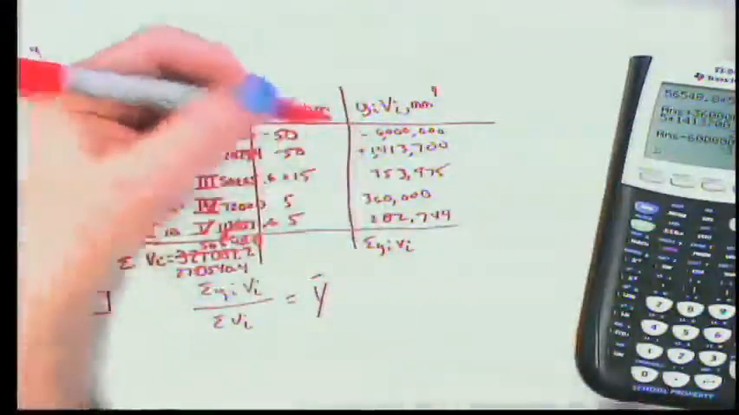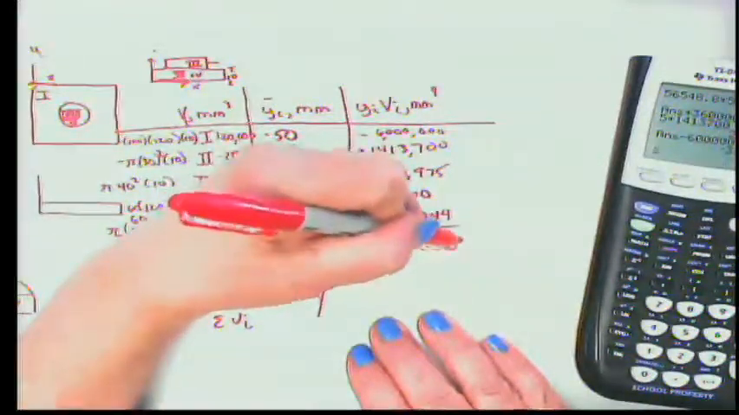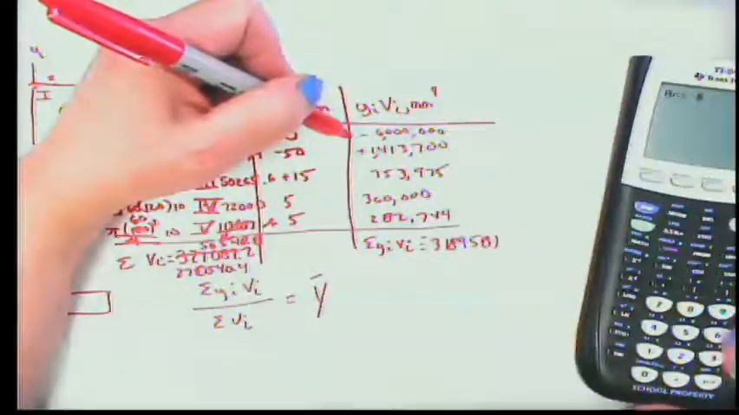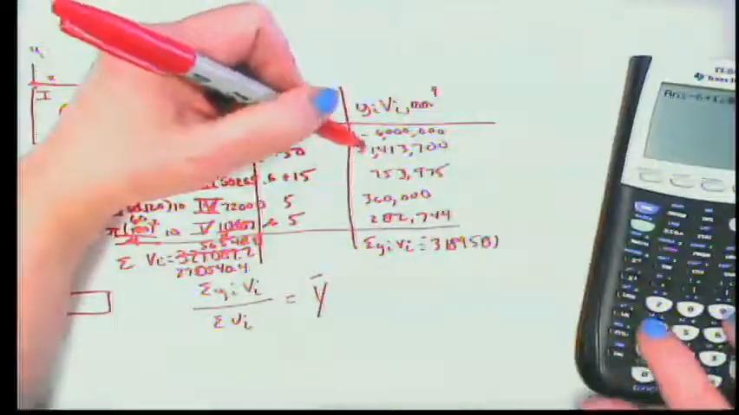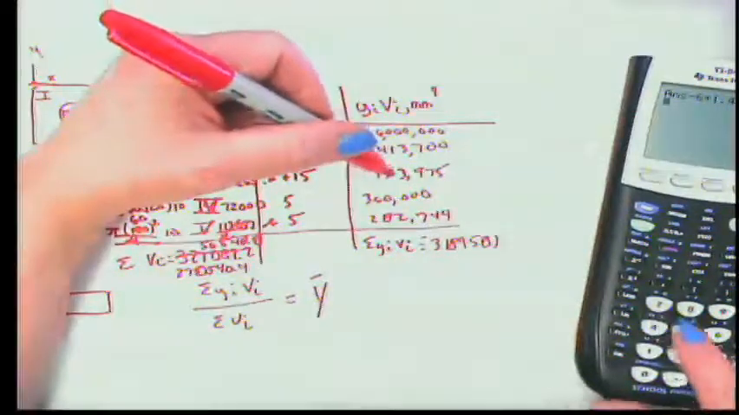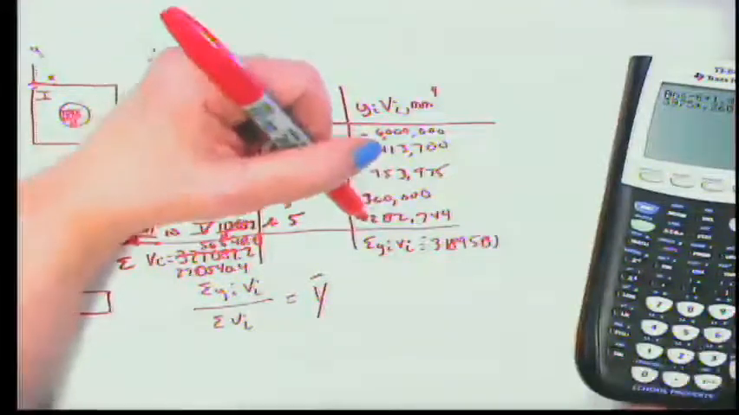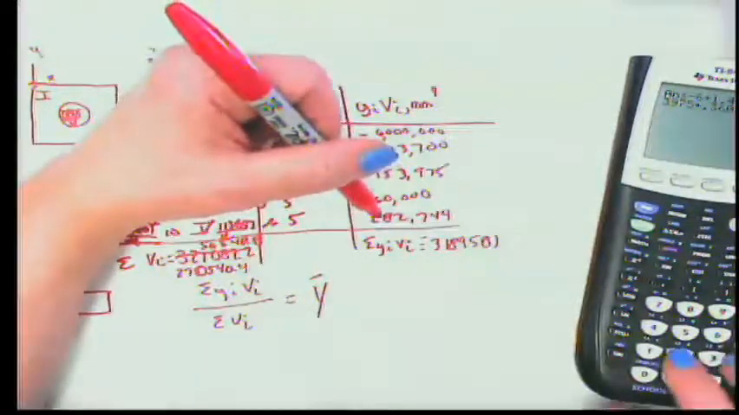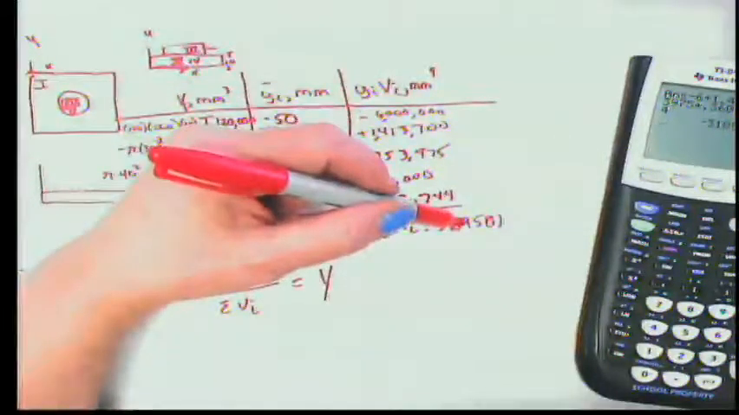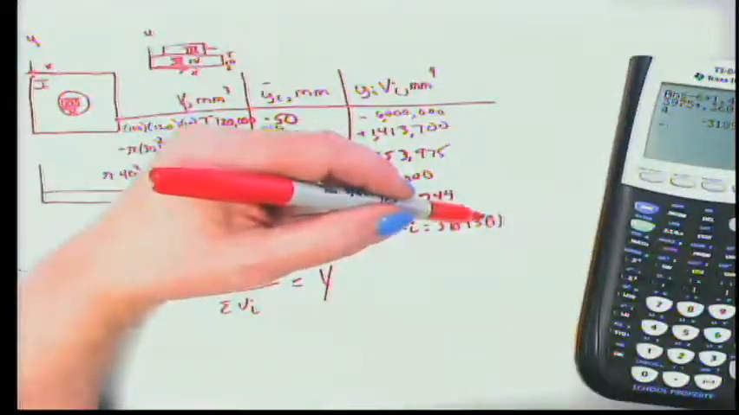I'm going to write down my first number and see if I get the same one. Minus 3189581. All right, now I'm going to try again. I'm going to do millions, so I get minus 6 plus 1.4137 plus 0.753975 plus 0.360 plus 0.282744. Okay, yep, 3189584.